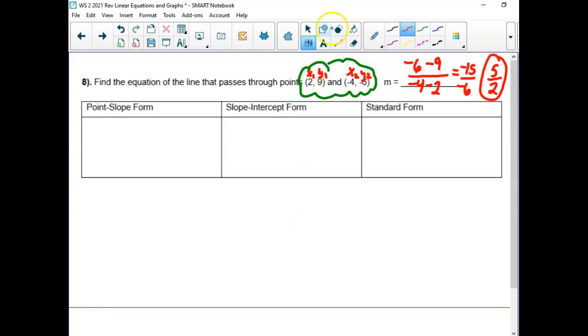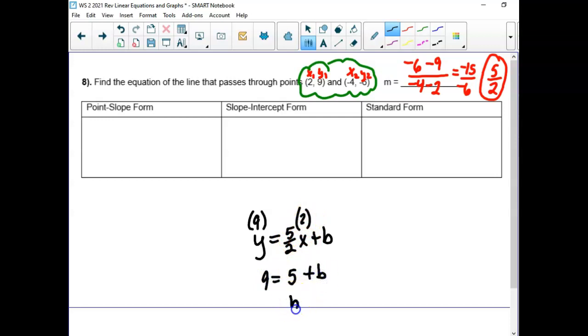This is the way Delta Math solves these questions too, by the way. They don't have you use point slope form. Did some of you learn to do it this way? You went y equals mx plus b, and then you put in an x and a y from here. So you'd have 9 equals, if you did 5 halves times 2, you'd have 5. So you're going to get 4. That's not really the way I want you to do, because this is what you need for calculus.